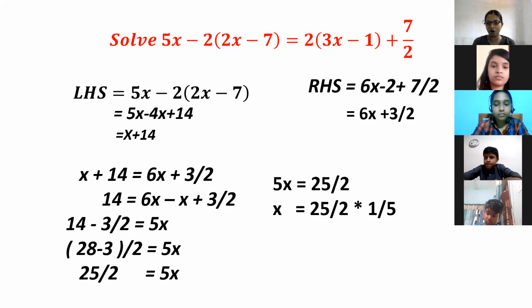And the division by 5 becomes multiplication by its reciprocal. That is, multiplied by 1 by 5. Is it? Actually, there is 25 by 2 divided by 5, and 5 is 5 by 1 itself, and we can replace it by multiplication by its reciprocal.